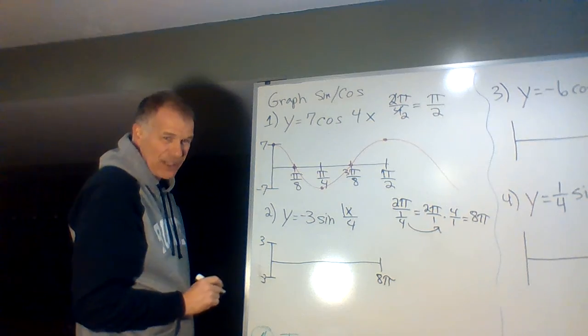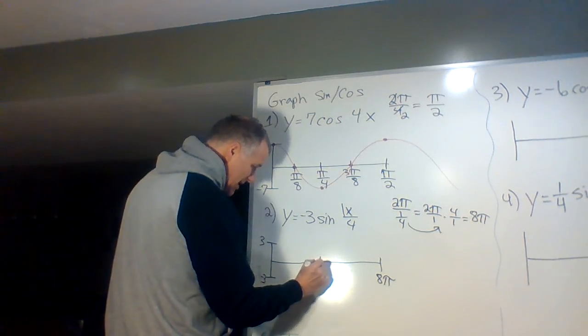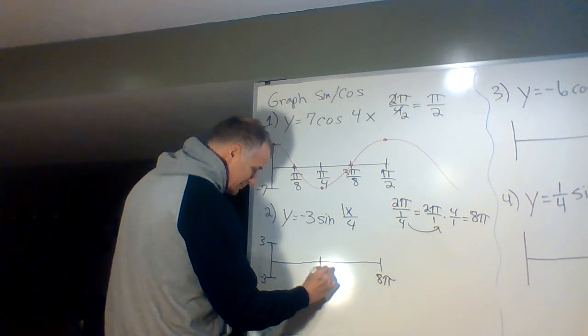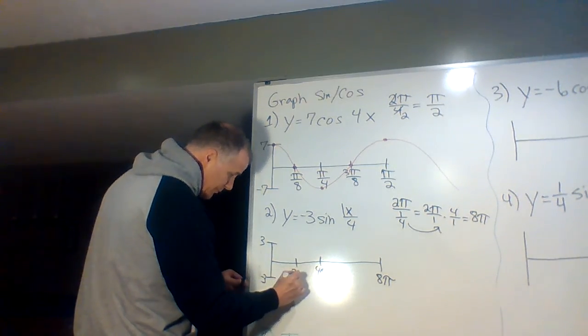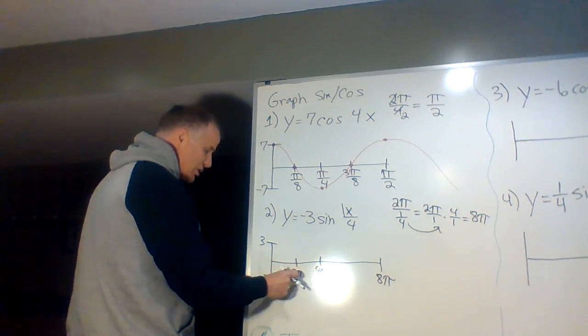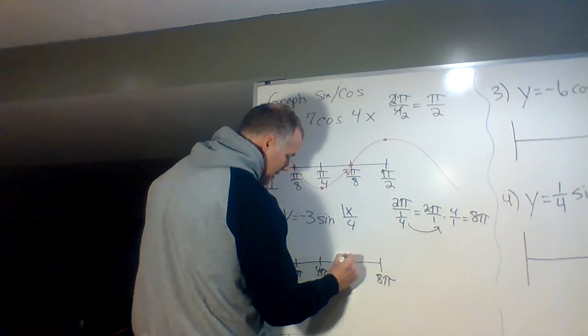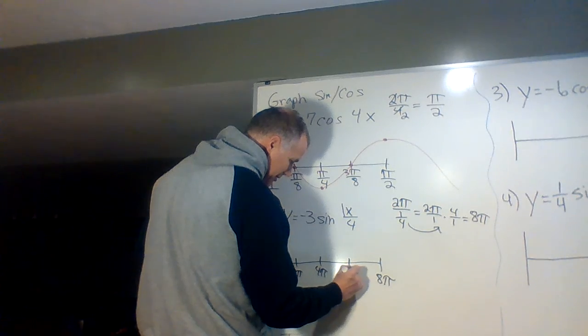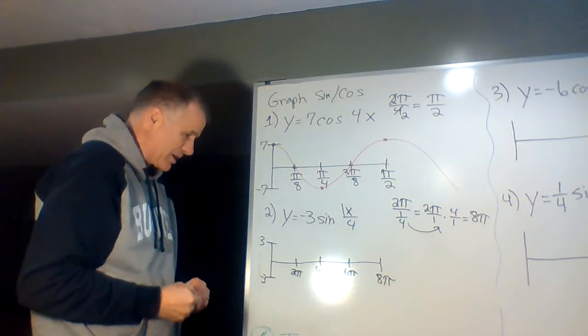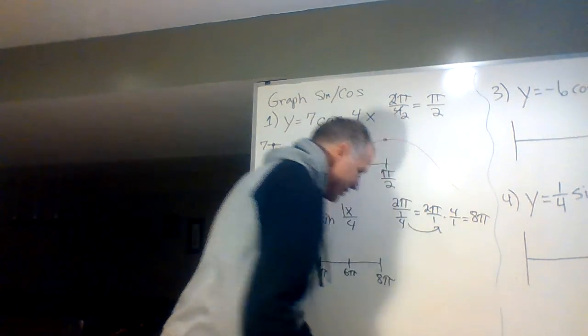Now this is actually a pretty easy one because watch, halfway out to 8 then is 4. Halfway to 4, half of 4 is 2. And then halfway between 4 and 8 we know is 6. So that one's actually a pretty easy one to graph or to make the dashes for.